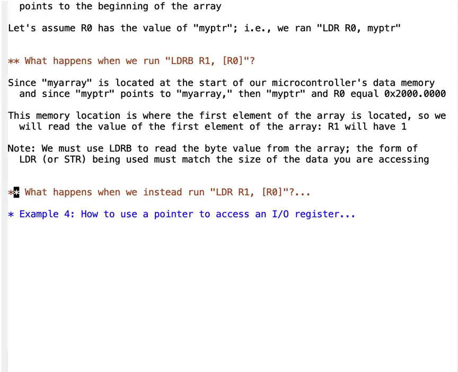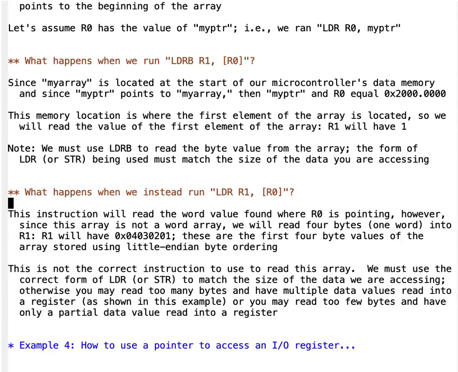What happens if we instead run LDR R1 and then square brackets R0? That's reading a word value from where R0 is pointing to. It's an actual address, so it reads a full word, 4 bytes from that memory location, the beginning of the array. R1 will have the value of hex 04, 03, 02, 01. Those are the first 4 byte values of the array that were stored in memory using little endian byte ordering.